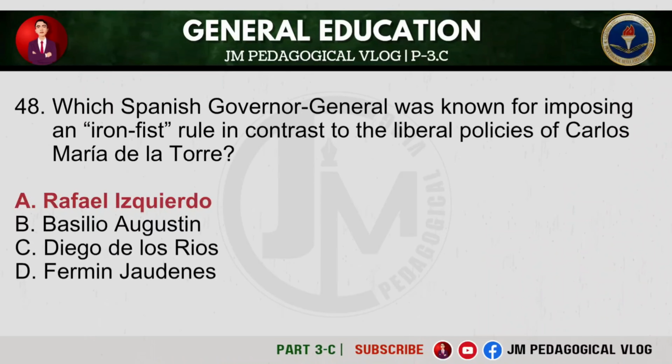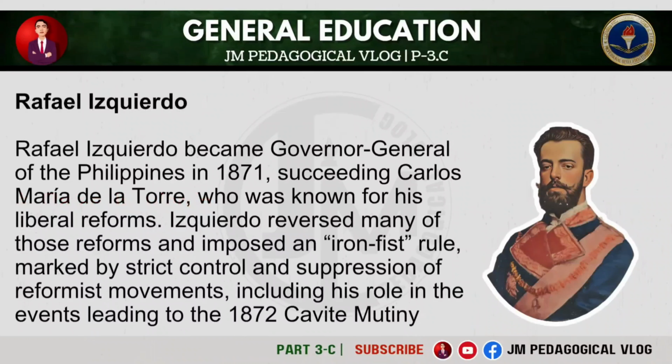A. Rafael Izquierdo. Rafael Izquierdo became Governor General of the Philippines in 1871, succeeding Carlos Maria de la Torre, who was known for his liberal reforms. Izquierdo reversed many of those reforms and imposed an iron fist rule, marked by strict control and suppression of reformist movements, including his role in the events leading to the 1872 Cavite mutiny.